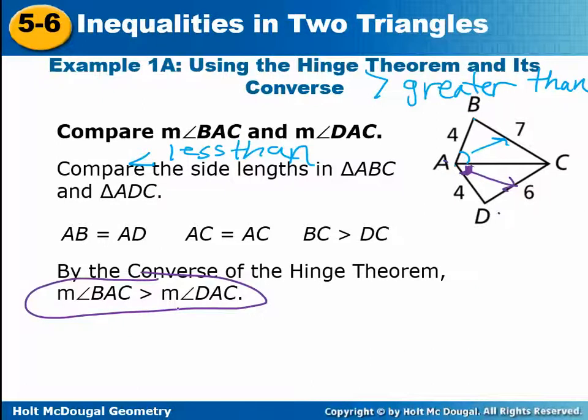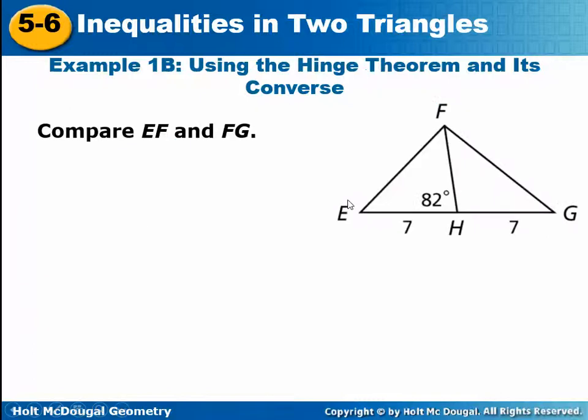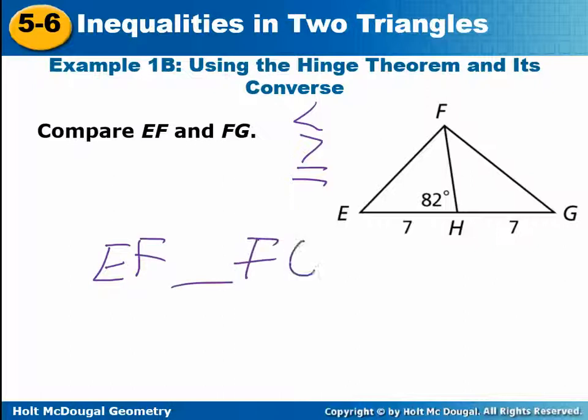In a lot of the questions, all you'll have to fill in is the sign, either greater than, less than, or equal. All right, let's look at some side lengths. Side EF and side FG. They want us to compare these. So they want us to write less than, greater than, or equal. So EF and FG. We have to figure out what goes in that line.